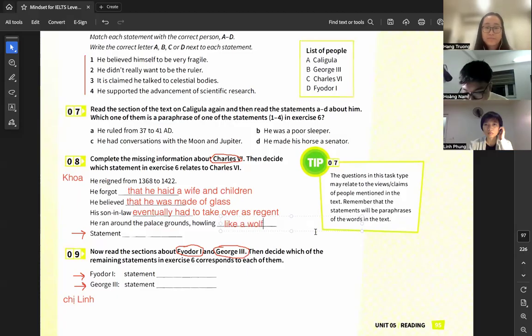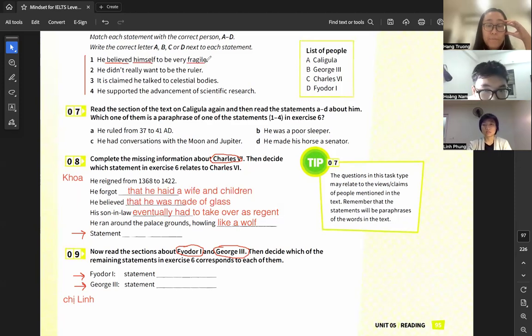And the last statement. Nhìn statement nhá. Statement 1 này, he believed himself to be very fragile. What does it mean fragile? Hiểu được nghĩa từ này sẽ match được đúng. Chị Linh, do you know what fragile means? Easy to be broken. Đúng rồi, easy to be broken. Nghĩa đen và nghĩa bóng. Cả hai luôn.